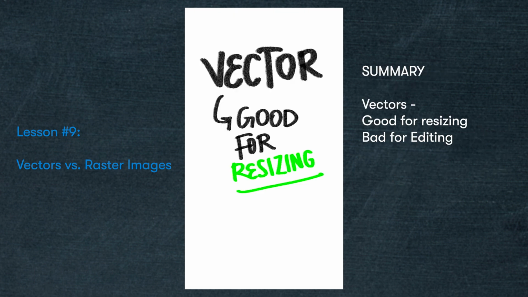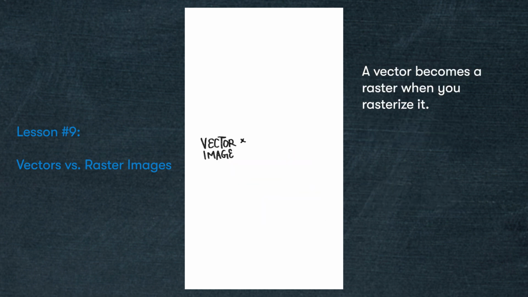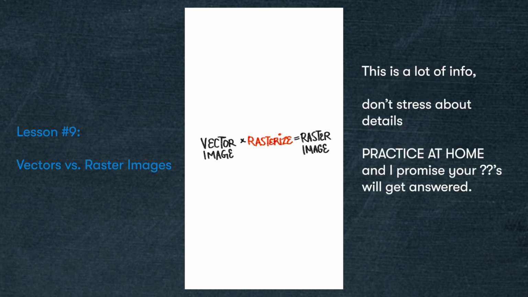Quick recap: vectors are good for resizing but bad for editing. Rasters are bad for resizing but good for editing. If you have a vector image and you rasterize it, it becomes a raster image. It sounds like a lot of information, so I don't want you to worry about all the details. Just get into Photoshop and play around with vectors and rasters and practice rasterizing, and I promise the rest will come to you through trial and error.